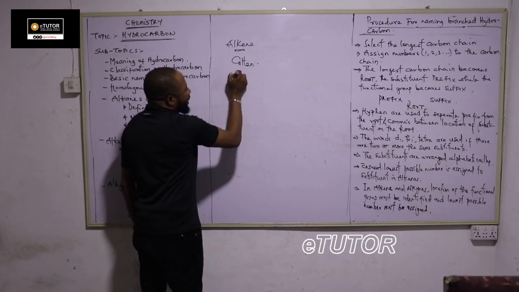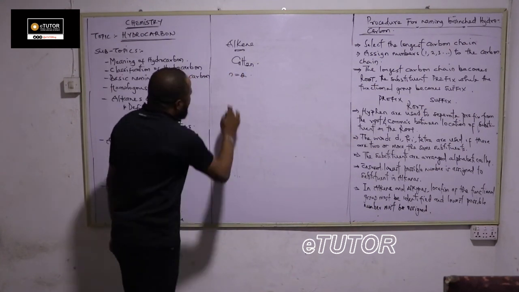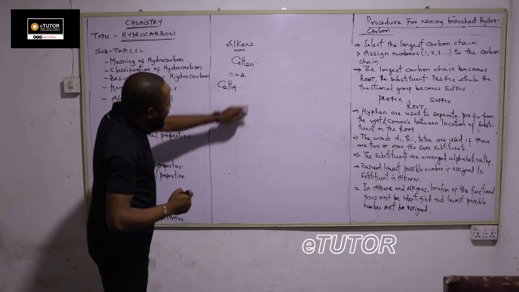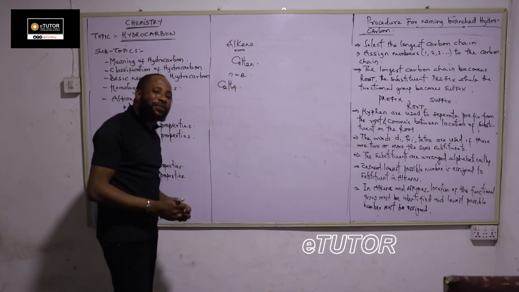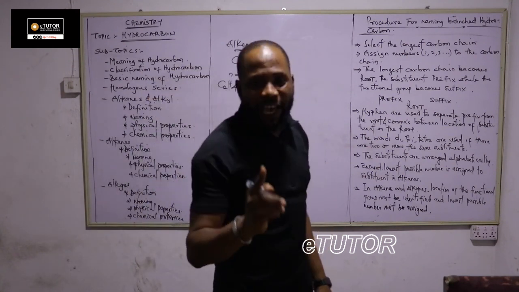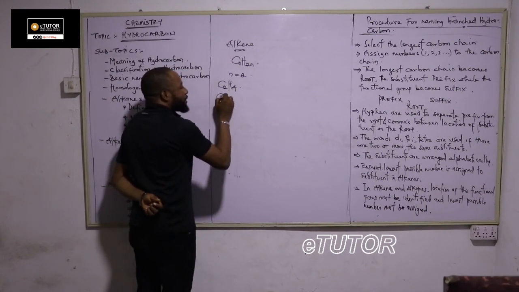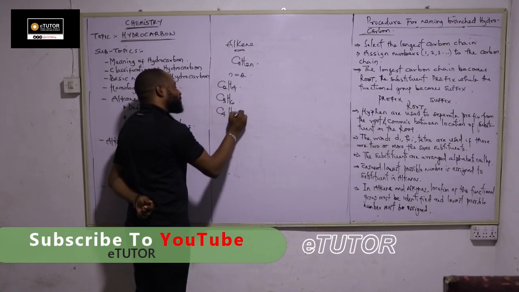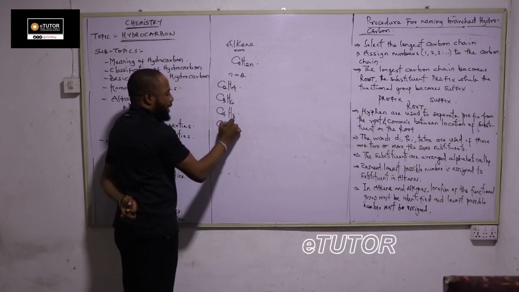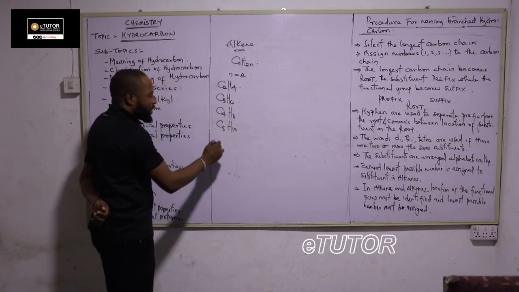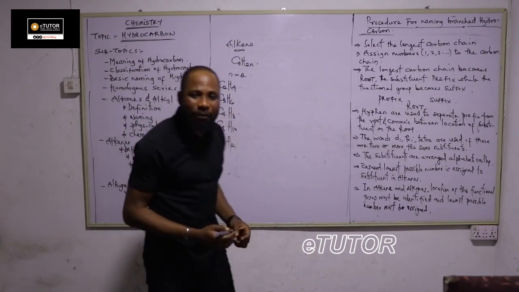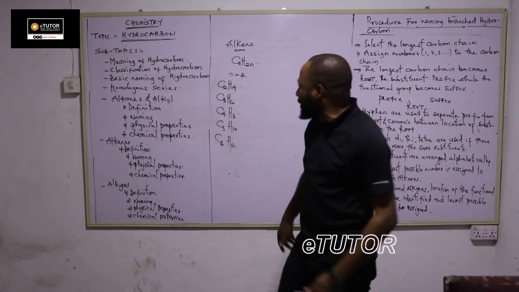And the first member of alkene, the number of carbons starts from 2. So when n is 2, the first member is going to be C2H4. And I said the other time that each member of the family differs from another by a molecular formula of CH2. Add CH2 to this, you have C3H6. Add CH2 to this, you have C4H8. Add CH2 to this, you have C5H10. Add CH2 to this, you have C6H12, etc.